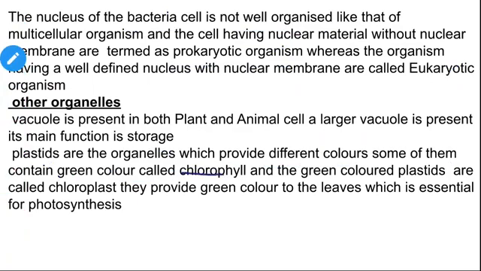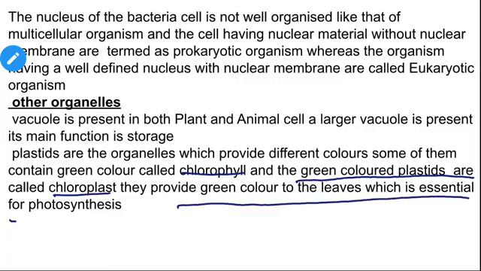Due to the presence of the chlorophyll, the green colored plastids are called what? Chloroplast. They provide green color to the leaves, which is essential for the process of photosynthesis. So here are the extra two organelles, the vacuole and the plastids. Vacuole helps in storage, and plastids provide different colorations to the plants. One of them is the chlorophyll, and that provides green coloration and helps in the process of photosynthesis.